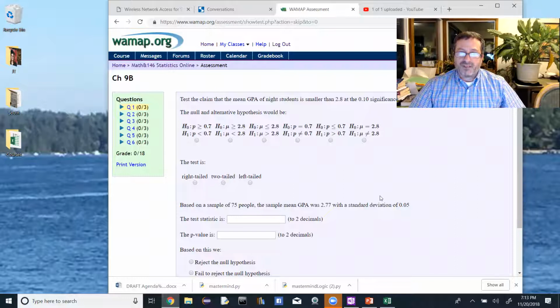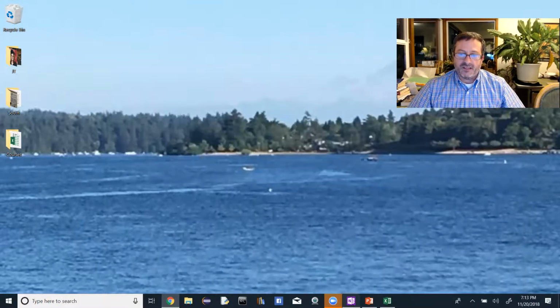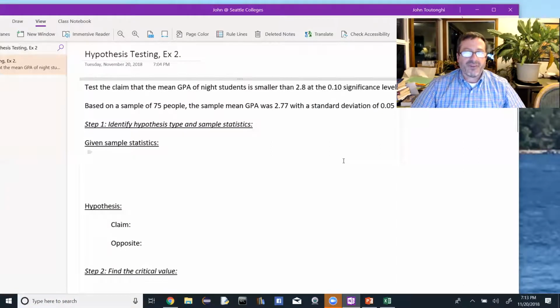So I copied that back over into my notebook here. And I took out the relevant parts: test the claim that the mean GPA of night students is smaller than 2.8 at the 0.1 significance level. And based on a sample of 75 people, sample mean GPA was 2.77 with a standard deviation of 0.05. So we need to identify the hypotheses and the sample statistics.